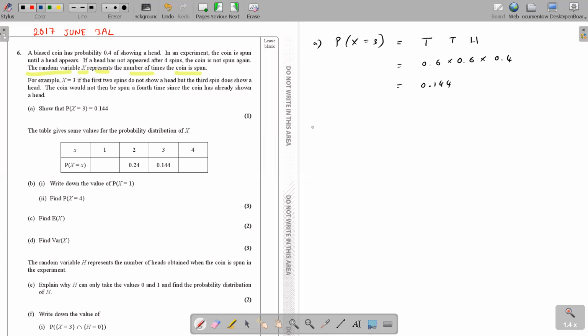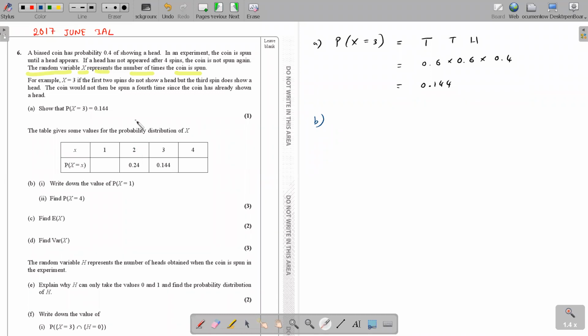Part B, the table gives the probability distribution of X. What do you mean by probability distribution? The probability distribution gives the respective values of X and its respective probabilities. Are you with me? Now in this table, they have filled the value for X equal to 3, the probability is 0.144. Can you see it's filled? And then X equal to 1 also they have filled. How do you get X equal to 1?